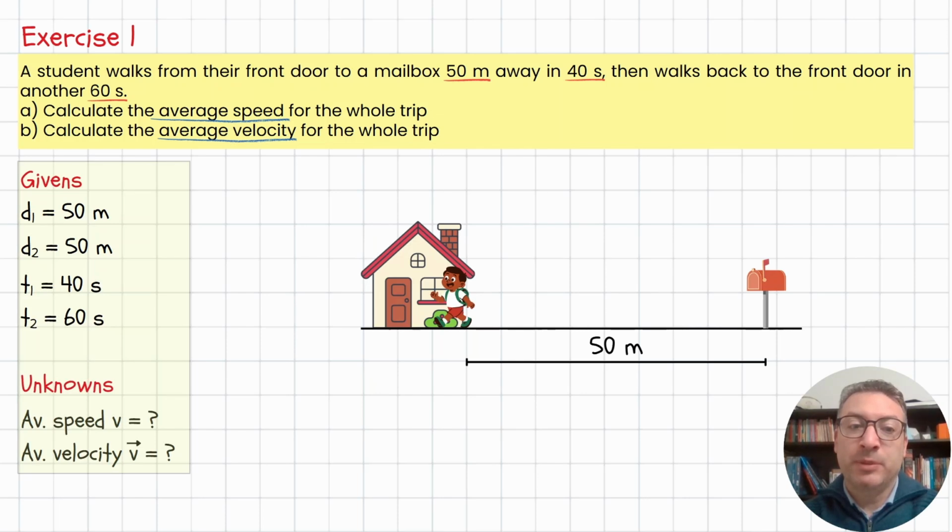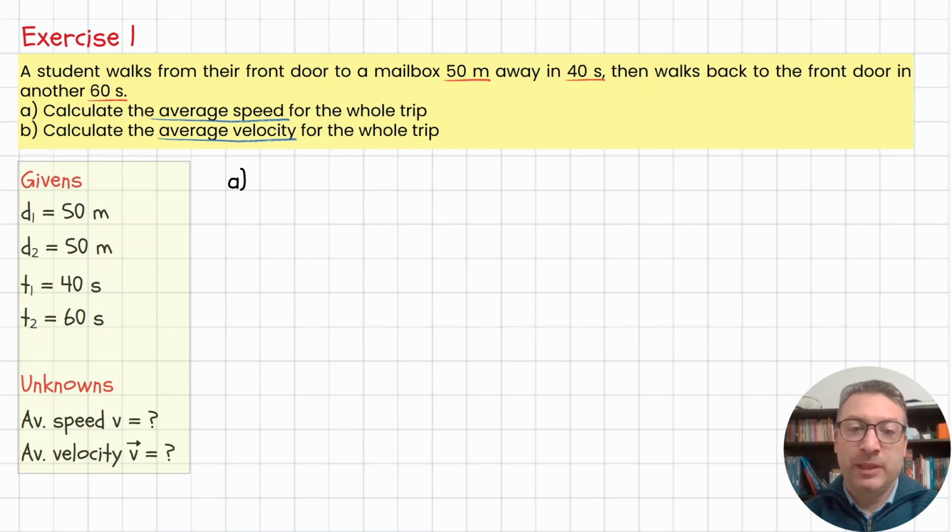And the unknowns are the average speed and the average velocity. Notice that the symbol for speed and velocity is v, but since the velocity is a vector quantity, we will put a small arrow on top. We will see later what that means. Let's begin with answering the first question.